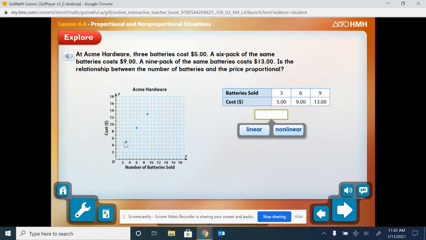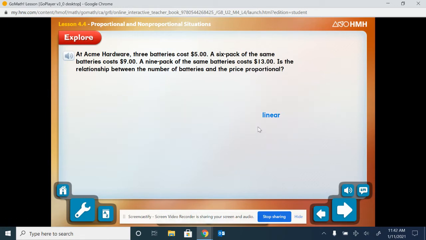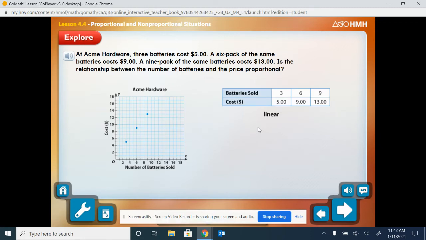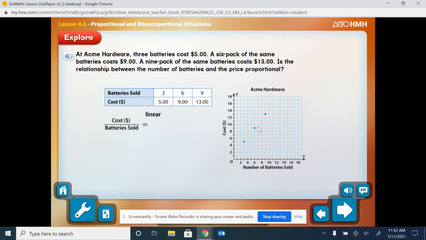So we see that the points do end up on a straight line, so that means it is linear. That's correct. The relationship is linear because a line can be drawn through the points. Now, look at the ratio of cost to batteries sold for the first ordered pair. Remember it's always the y on the top and the x on the denominator, so it's 5:3. The ratio of the cost to the batteries sold is 5:3.